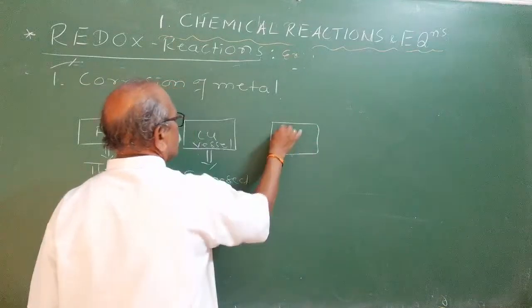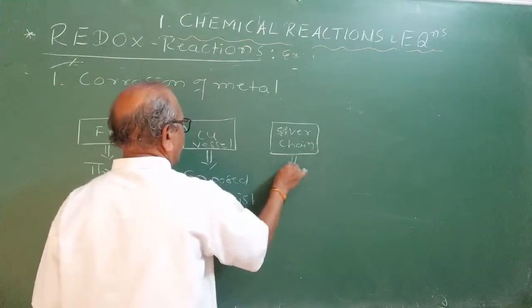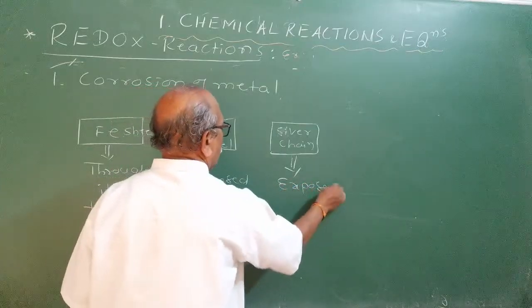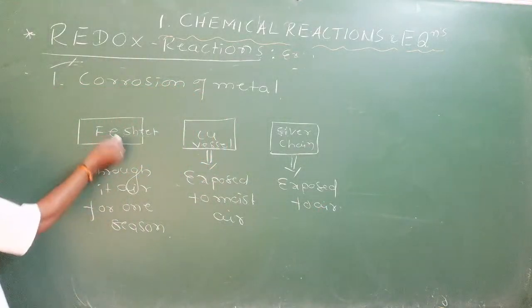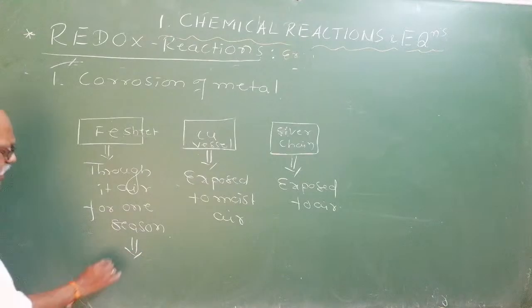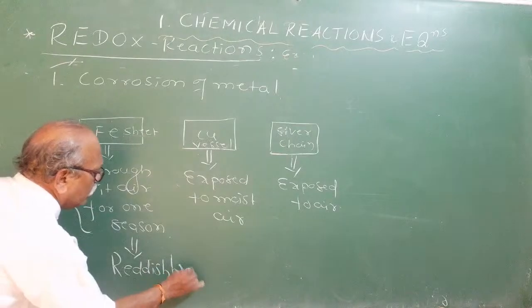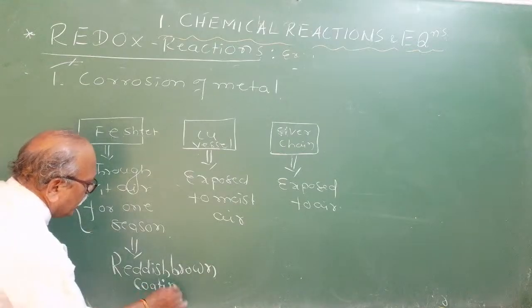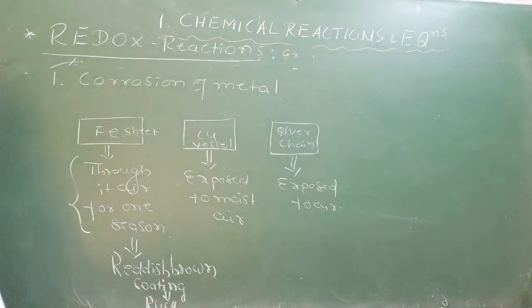Take a new silver chain and wear it. When exposed to air, it will be very shiny. What happens? When an iron nail or iron sheet is exposed to air for one season, over a long period it will develop a reddish brown colored coating on it. Popularly it is known as rust. What is it called? Rust. The process is called rusting.